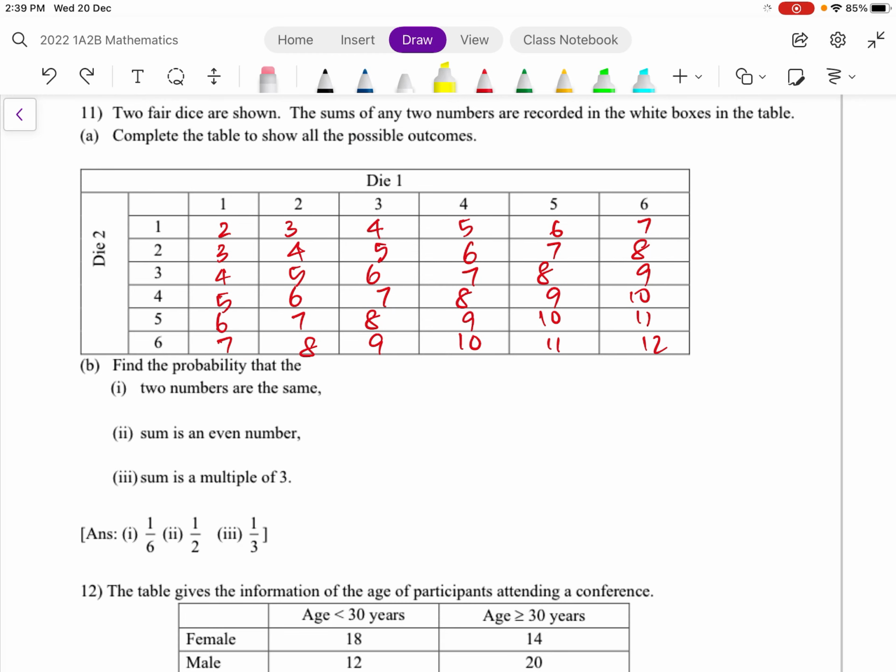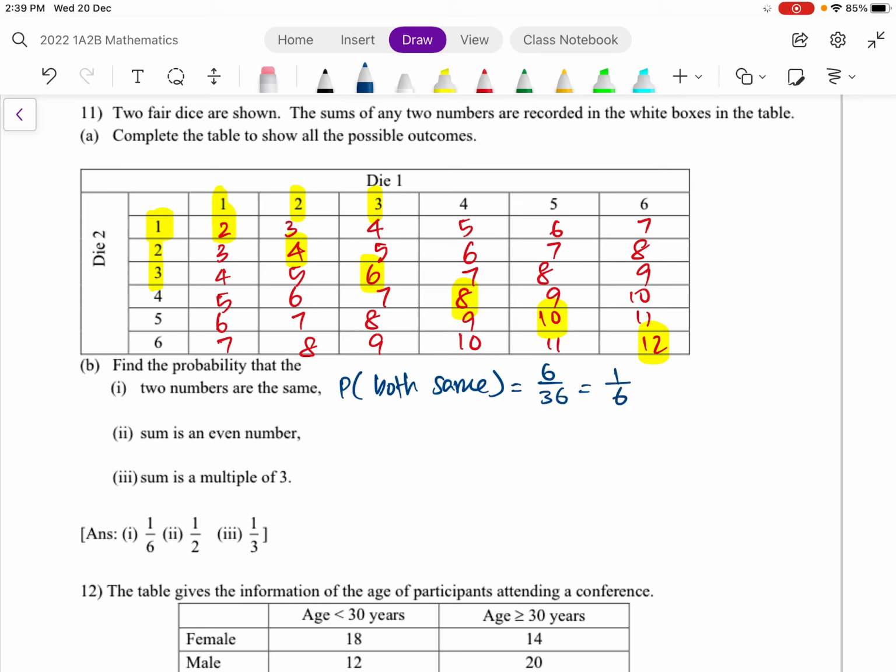For us to want the case where the 2 numbers are the same, we are looking at 1 and 1, 2 and 2, 3 and 3, 4 and 4, 5 and 5, 6 and 6. So the probability of both being the same is 6 out of 36 possible outcomes. This is actually 1 over 6.